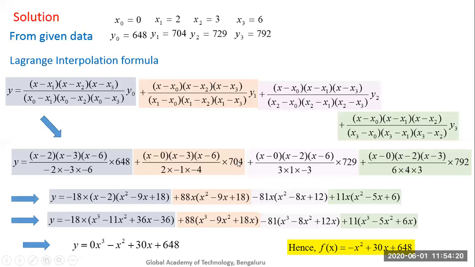So you can cross verify your answer just by putting these values, x equal to 0, 2, 3, 6. You must get approximately the corresponding values of y. When you put x equal to 0, you get 0 plus 0 plus 648, you get y0. Put x equal to 2, you get minus 2 square plus 30 into 2 plus 648. So 648 plus 60 minus 4, you get 704, and so on. You can verify your answer. So this is the Lagrange interpolation polynomial for the given data.